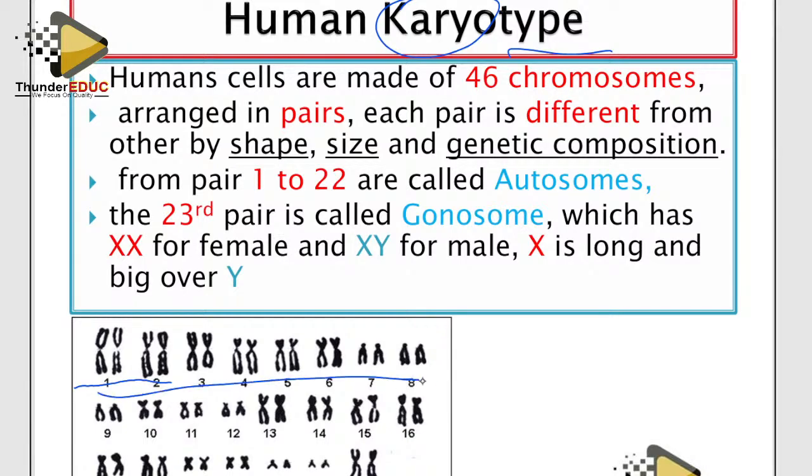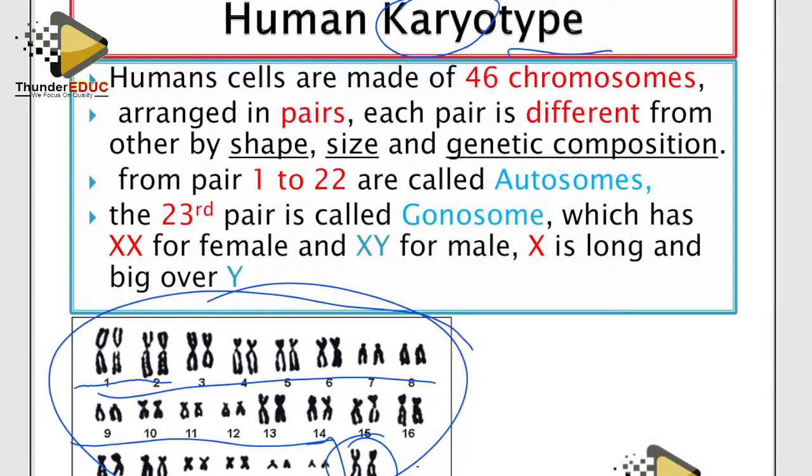So you arrange the chromosomes from pair number 1 to pair number 22. We call them autosomes. 23rd pair, we call gonosome. 23rd pair has X and Y. If it's X and X, it is a female. If X and Y, it is a male, and Y is shorter than X, or X is longer than Y. So you just describe what is happening there. Is it clear?